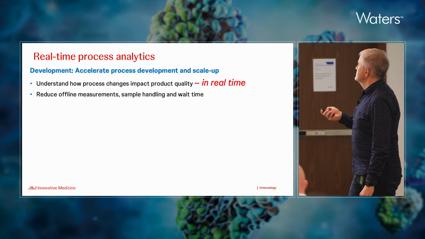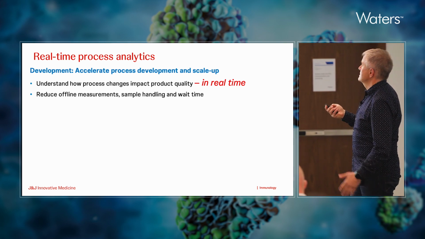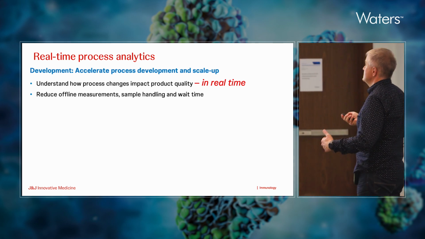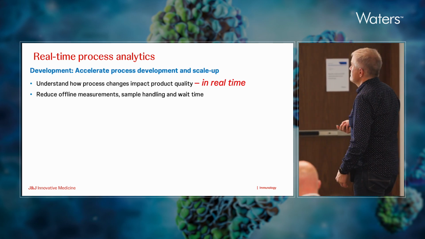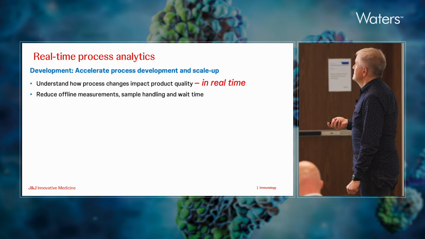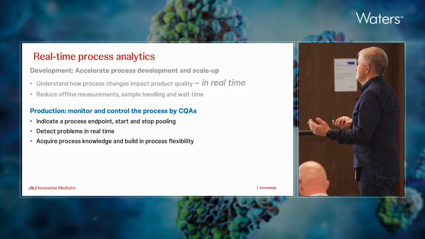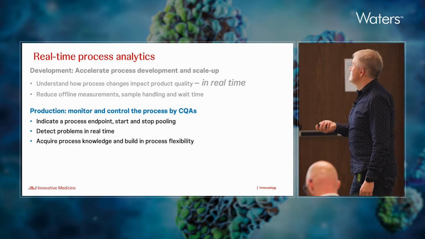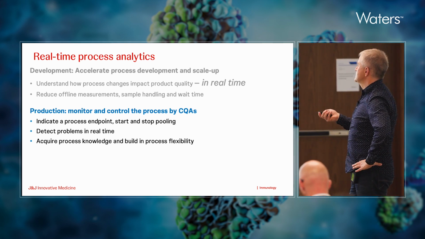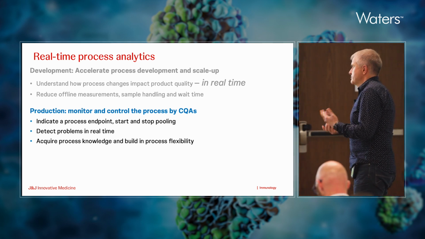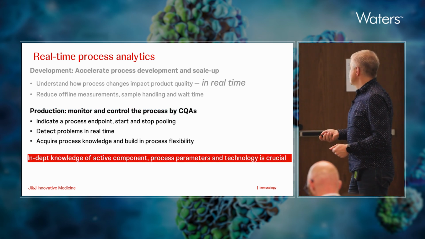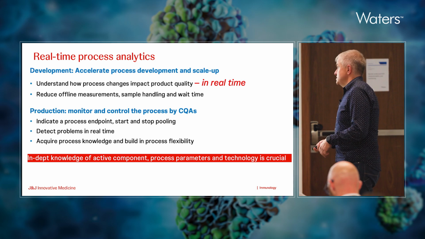Real-time process analytics in development accelerates process development and scale up. We understand how process changes impact product quality in real time and reduce offline measurements. And in production, we can monitor and control the process by critical quality attributes, indicate the process endpoint, start and stop pooling. We can detect problems in real time. And of course, we acquire knowledge. In-depth knowledge of the active component, process parameters, and technology is crucial.